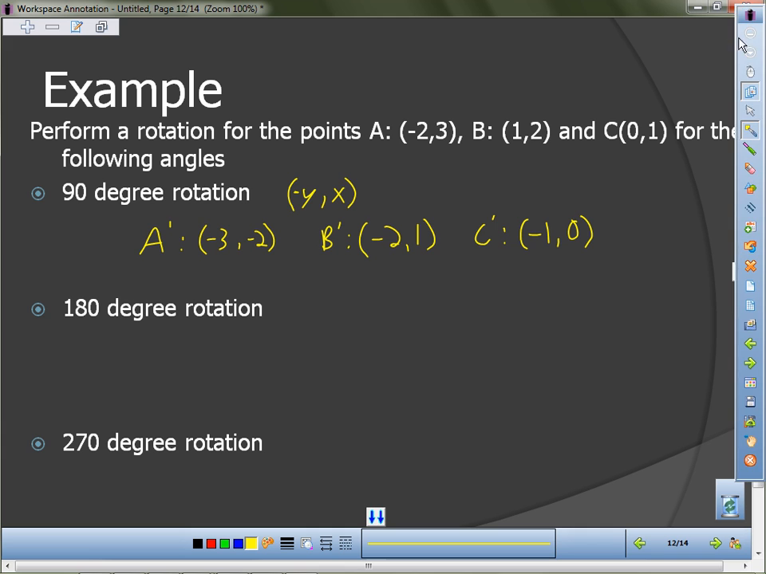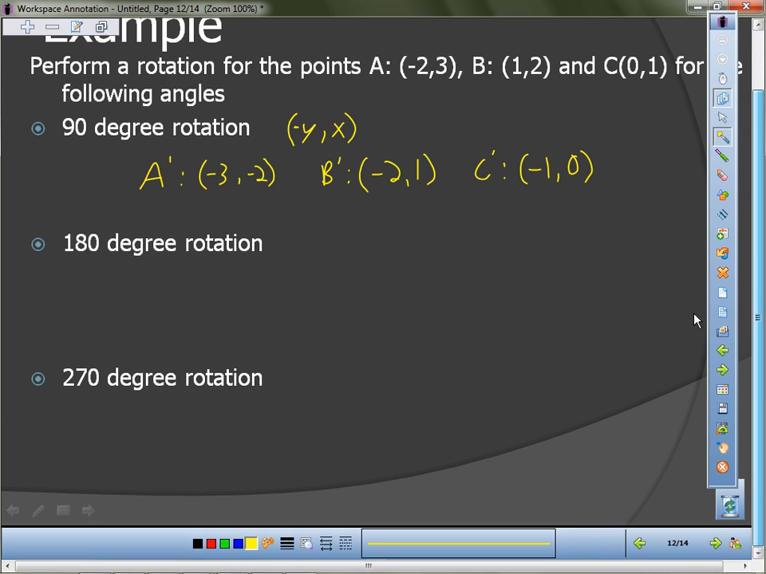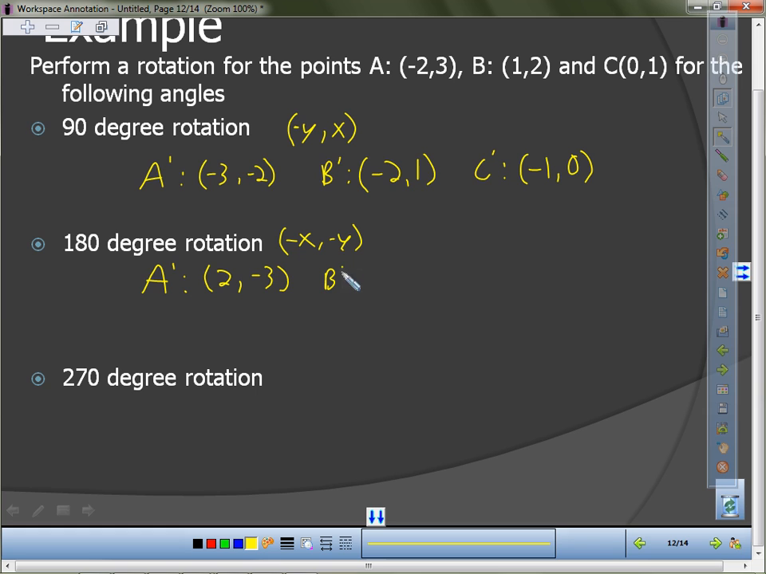Okay, let's see here. What about 180 degrees? What's going to happen there? They're both negative. And they stay in the same order, right? So that's going to be negative 2, negative 3, right? B prime will be negative 1, negative 2. And then C prime will be 0, negative 1. And 0 is always 0.